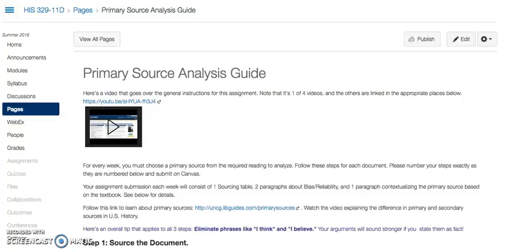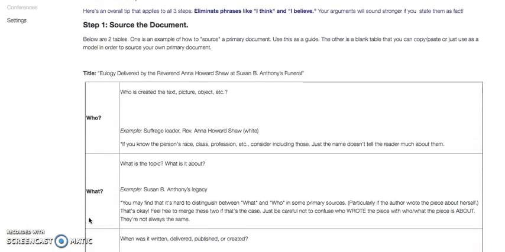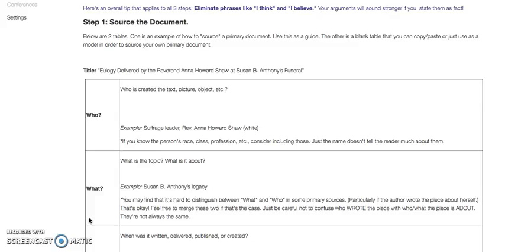Let's talk about the first step in the primary source analysis, which you will turn in every week. So the first step is very straightforward. Once you've read the document, you're going to source it, and you'll probably find that you're sourcing it as you read it. So you may just want to jot down the answers as you go.